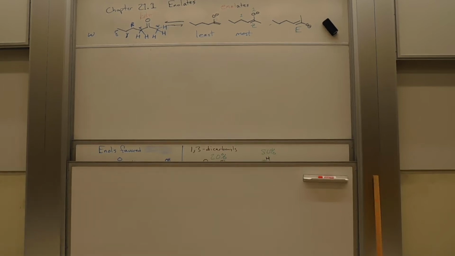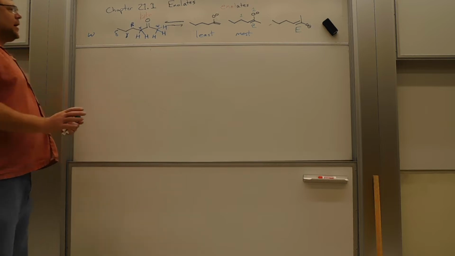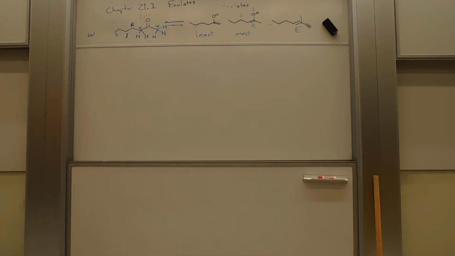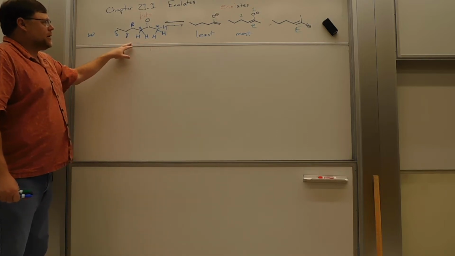Okay, so still in section 1 of chapter 21, enolates. Again, I've talked about this in class, so if you got enolates, then good. So enolates are formed when we take a proton off of a carbonyl-containing compound.